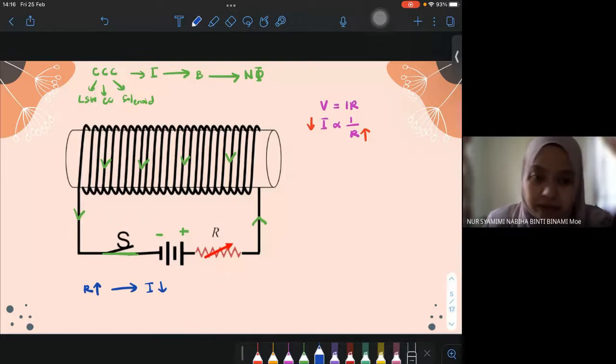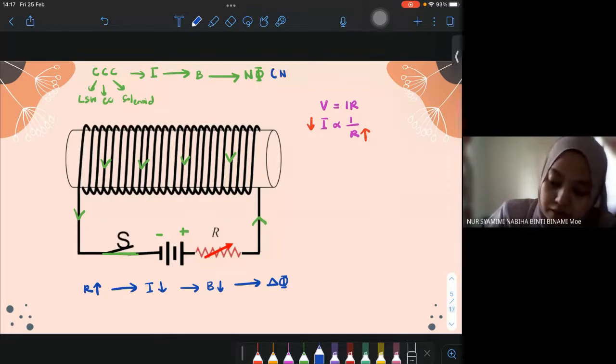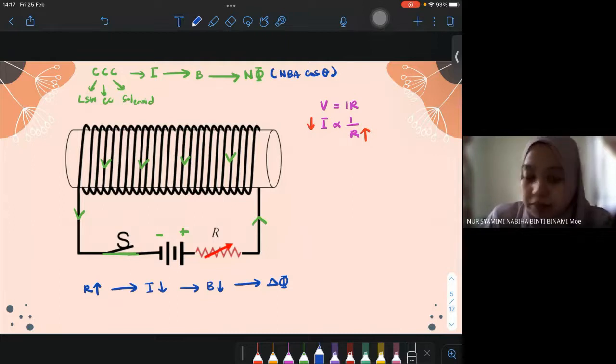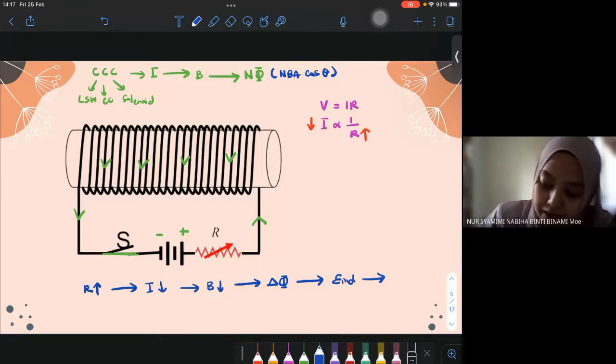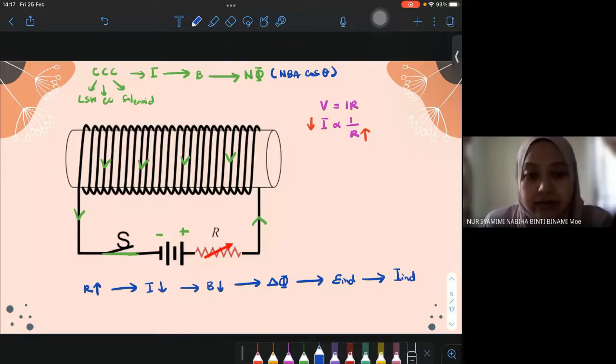So bila I decrease, what will happen to the magnetic field? Bila I dekat sini kurang, B juga akan semakin berkurang. So B will also decrease. Bila B berkurang, ada perubahan kepada magnetic flux. Kenapa? Sebab magnetic flux equals NBA cos theta. So flux berubah, macam biasa akan menghasilkan E induced. Bila ada E induced, baru ada current induced, dan dia akan menghasilkan self-inductance.